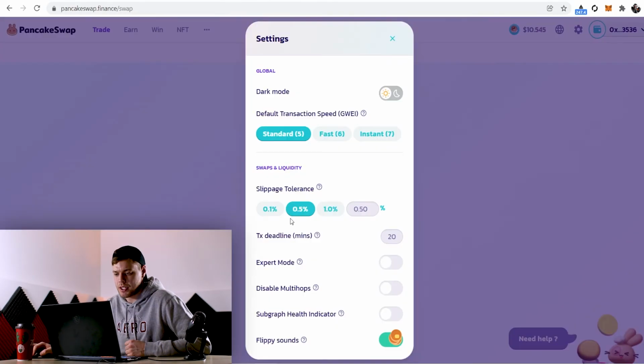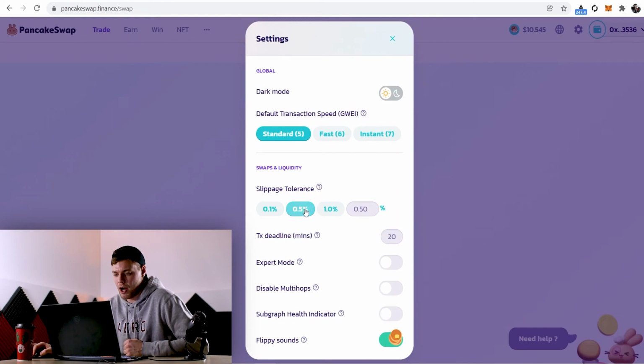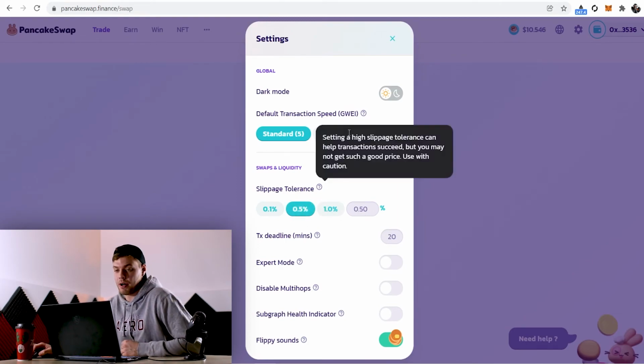So to reiterate, just always keep your slippage at 0.1%, or even better, what I would recommend is 0.5%. This will ensure that your transactions go through smoothly and you don't get front-run by bots and lose your money.